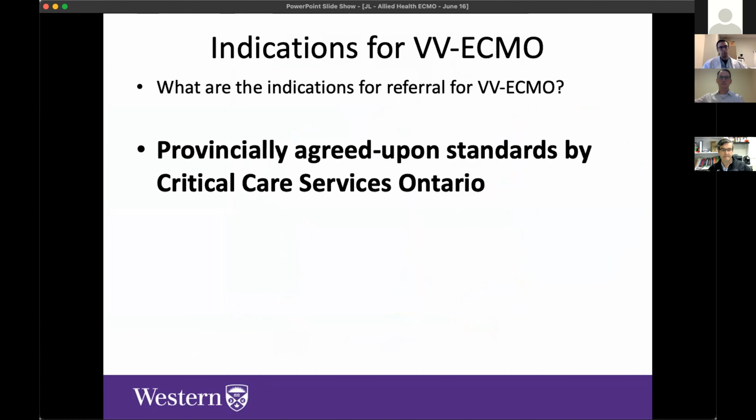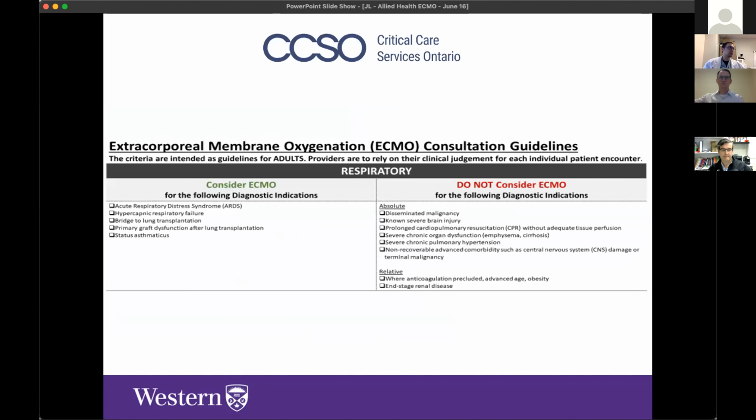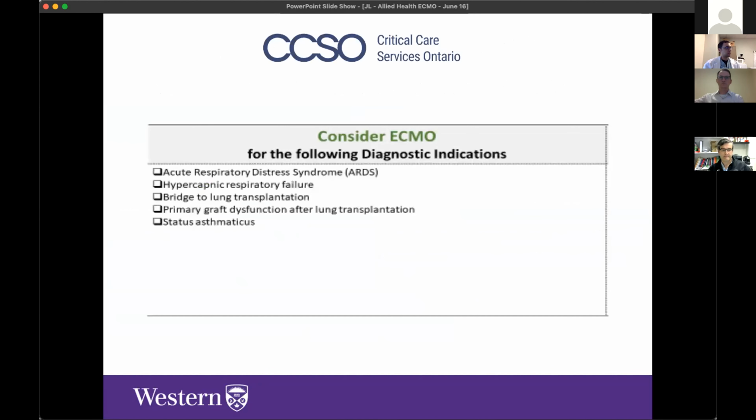So if that's the equipment that we work with, what are the indications for referring patients for VV ECMO? Critical Care Services Ontario have a provincially agreed upon set of standards and a guideline document to help us as well as other hospitals in the region who are considering critical inter-hospital transfer referrals to all be on the same page about when patients should be considered for this therapy. So this is from the CCSO document that you can find on the Critical Care Services Ontario website.